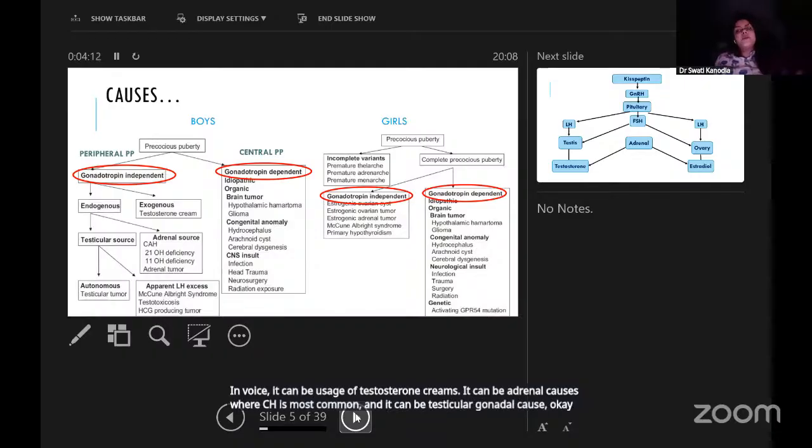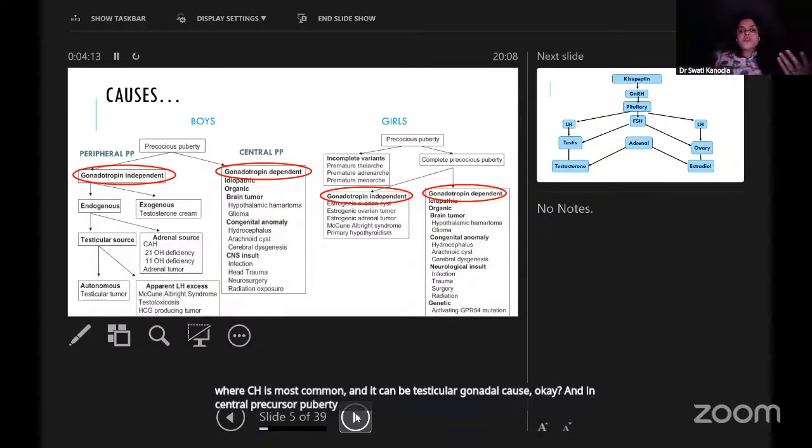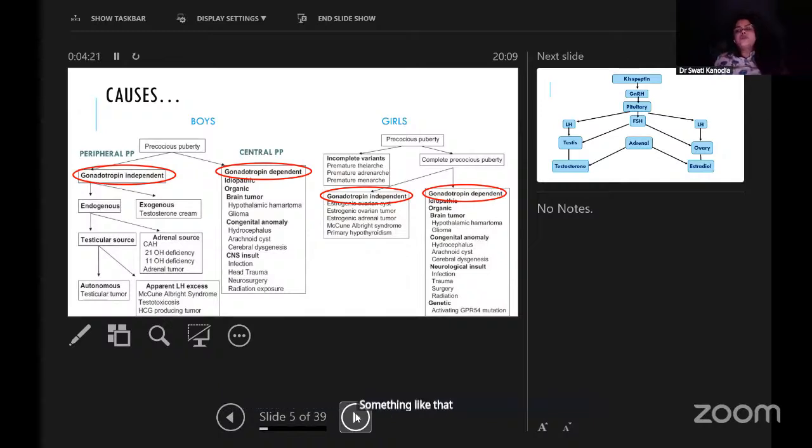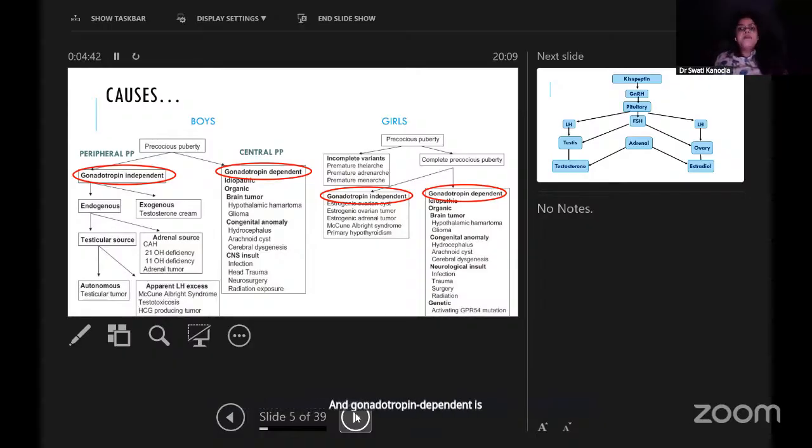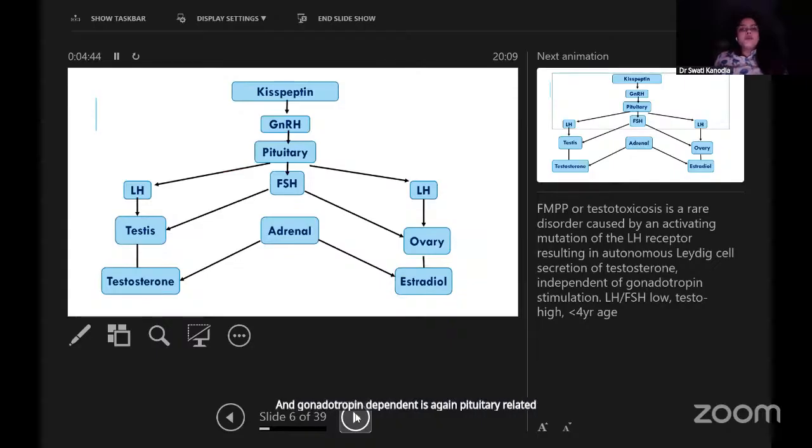Okay. And in central precocious puberty, it is the pituitary which is involved, which can be either because of a tumor or a trauma or a surgery, something like that. In the girls also, gonadotropin independent, again, we have either the estrogenic ovarian cyst or tumor or CAH or primary hypothyroidism. I'm going to show you how primary hypothyroidism can also lead to early puberty. And gonadotropin dependent is again pituitary related. So how does it work?